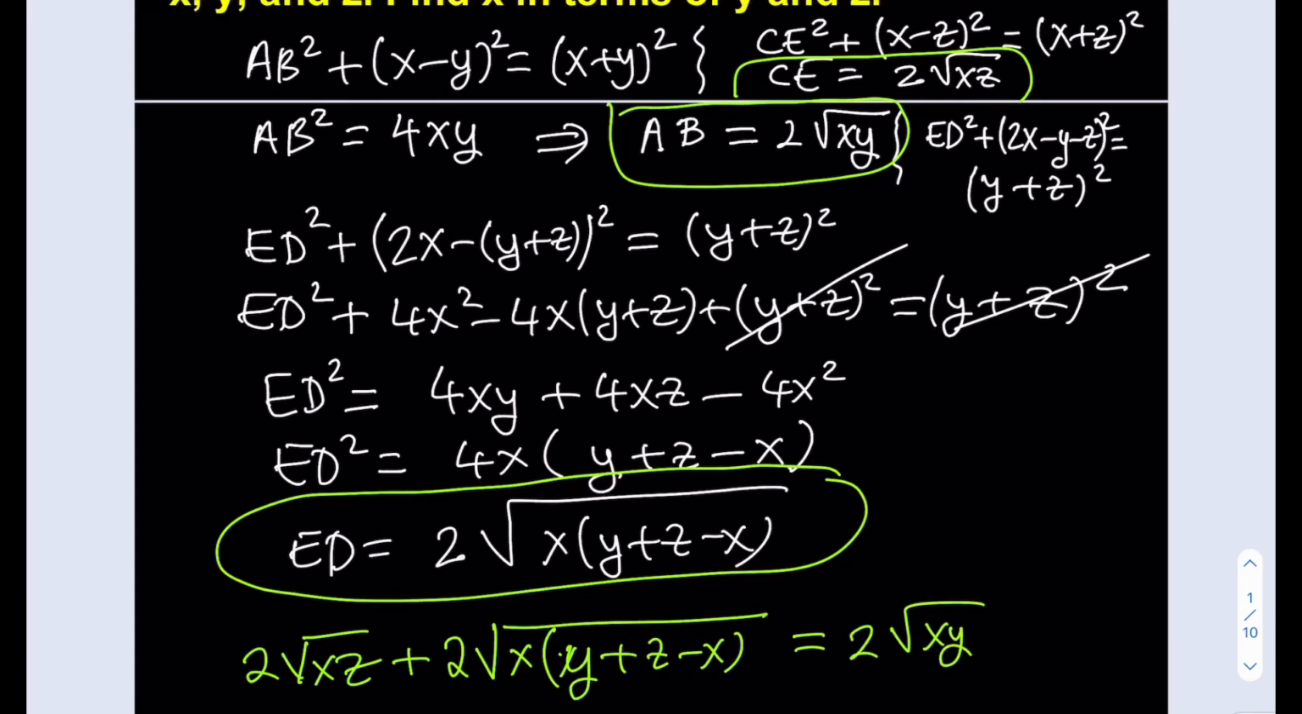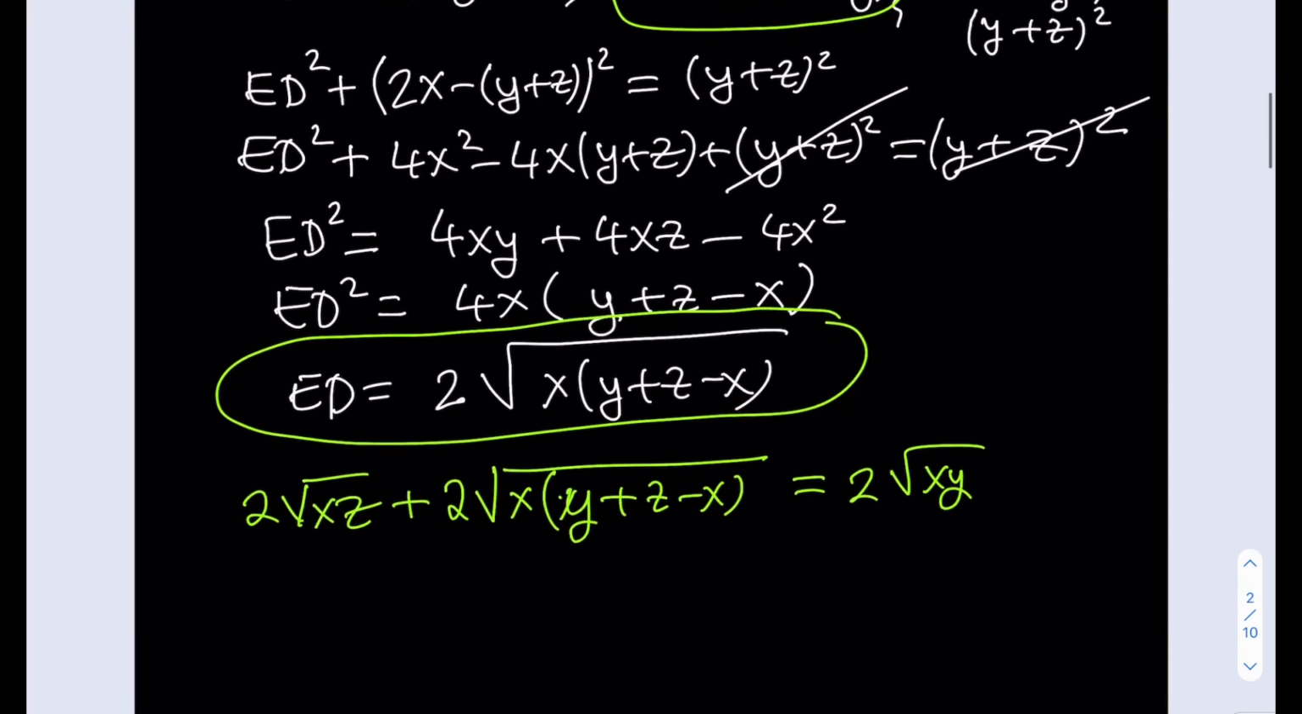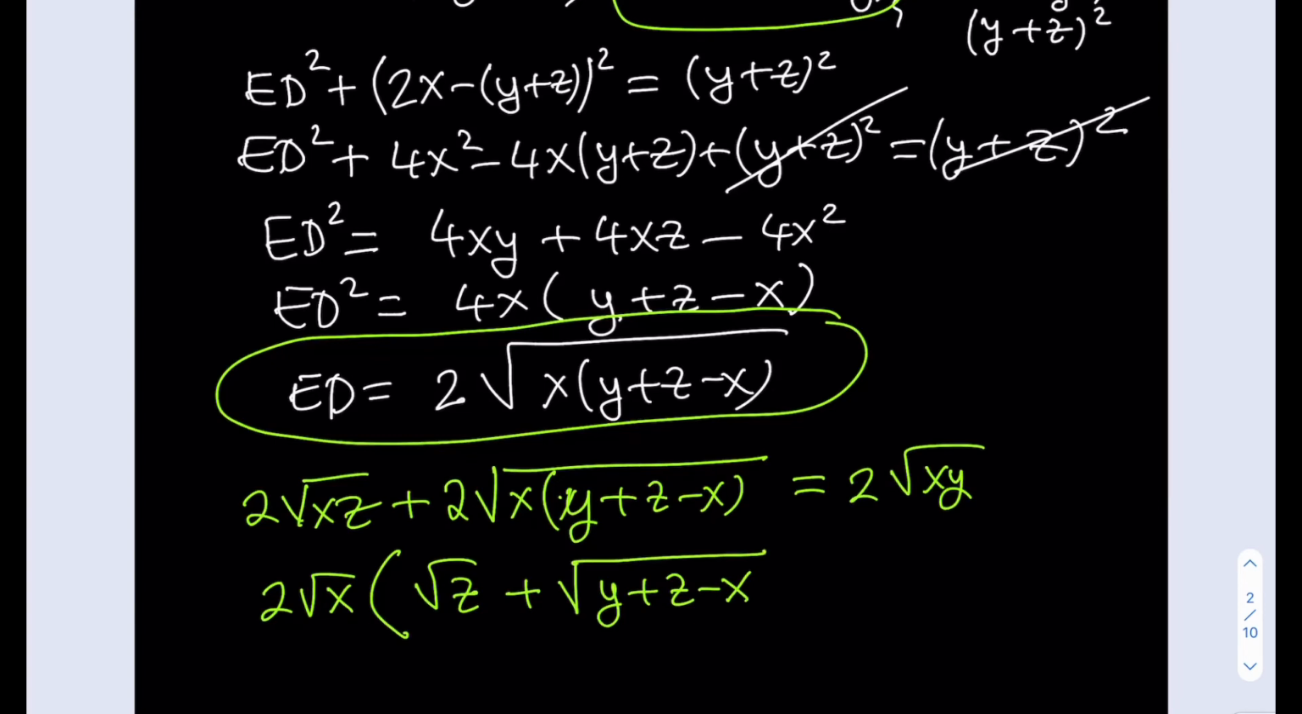What is so nice about this expression is that it looks a little complicated, but we can simplify this further. How? Well, first of all, we can factor out a 2 times the square root of x. Inside the parentheses, we're going to get root z plus root of (y plus z minus x) on the left-hand side, and that is equal to 2 root x multiplied by root y.